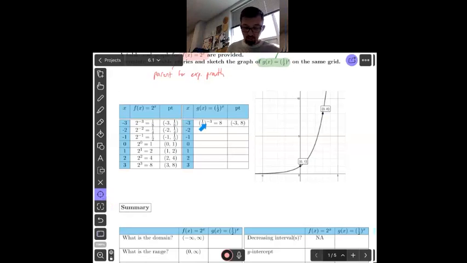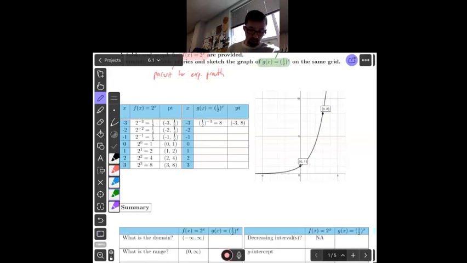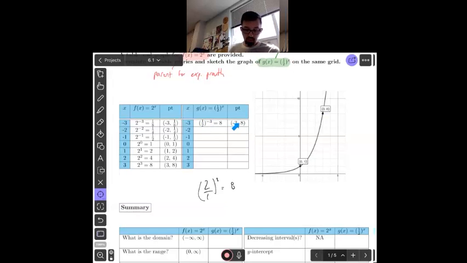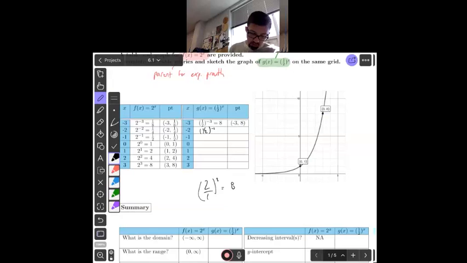So remember that a negative exponent with a fraction is going to want to flip that fraction. So this becomes 2 over 1 to the positive 3, which would then be 2 cubed over 1 cubed, which would be 8. So that's when you plug in negative 3, why it flips and becomes positive 8. Then 1/2 to the negative 2 is going to flip that fraction, so it becomes 2 over 1 to the positive 2, which would then be 2 squared over 1 squared, or 4. So negative 2 would give us 4.